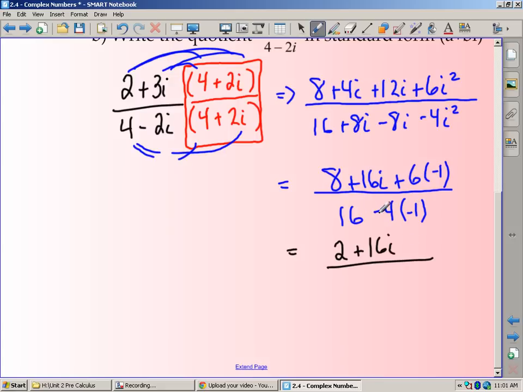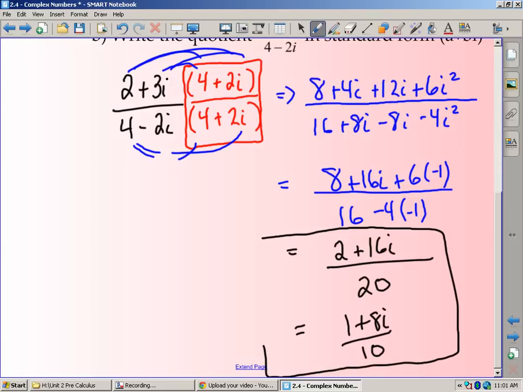Well, you'll notice that the 2 and the 16 have a 2 in common with the 20, so I can reduce this all by 2 to get my final answer of 1 plus 8i all over 10. Either one of these, probably on a test, the top one would lose you a point, but at least you got to the right spot. And the bottom one would be fully reduced to what we want as our solution.